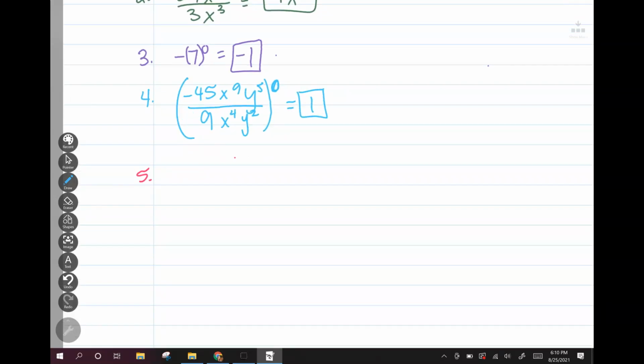Number 5, we've got 2 cubed times 2 to the negative 4. When we have like bases and we're multiplying, we're going to add the exponents, so that's 2 to the negative 1. A negative exponent makes me move it to the denominator or get the reciprocal, so that's going to be 1/2.